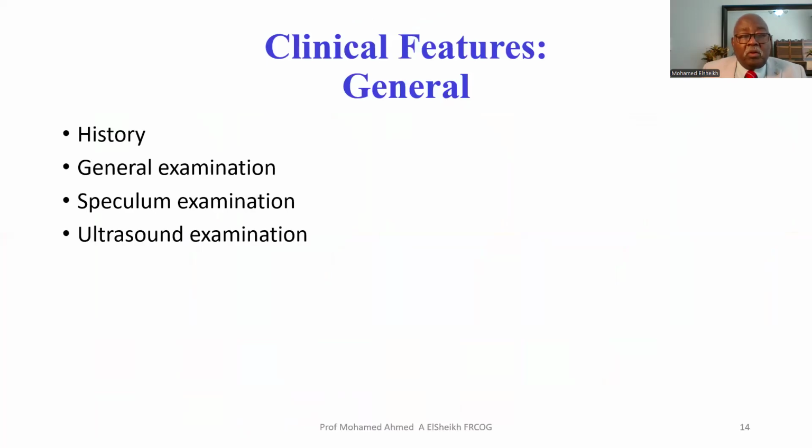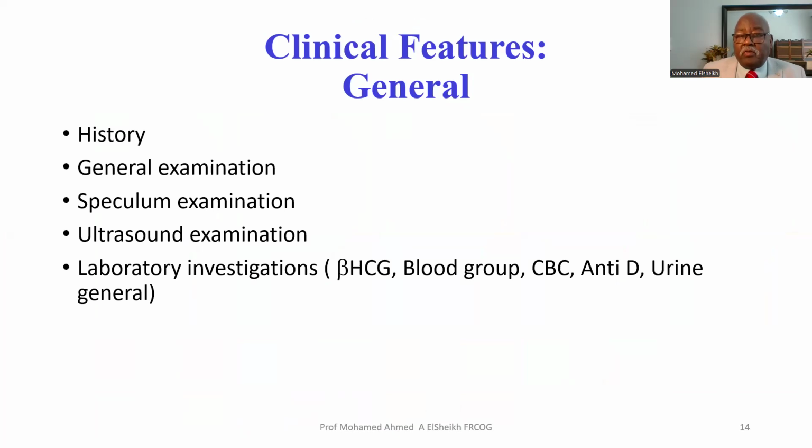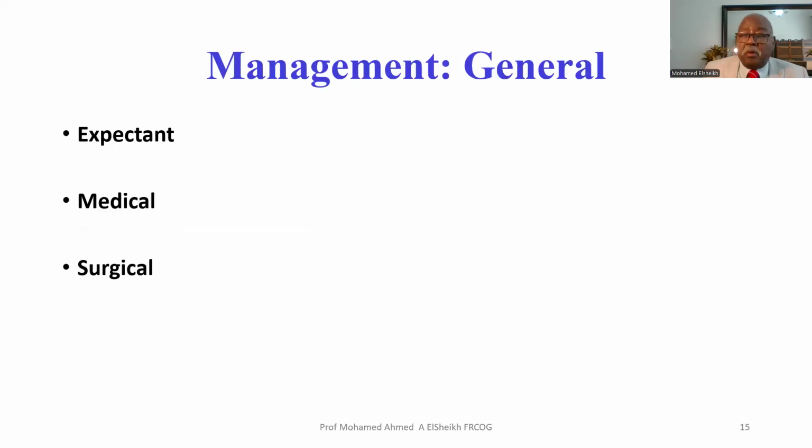So when you go into the history of a miscarriage or the clinical features, we take the general for every miscarriage, and then we take the clinical feature of each and every miscarriage. Generally, we take the history, general examination, speculum examination, ultrasound examination. Then we do laboratory investigations, mainly beta HCG, blood group, CBC. We may need to give anti-D, and then you do urine general. Management in general is expectant, medical, or surgical. That depends on the type of the miscarriage. There are categories we have just shown in the picture earlier on.